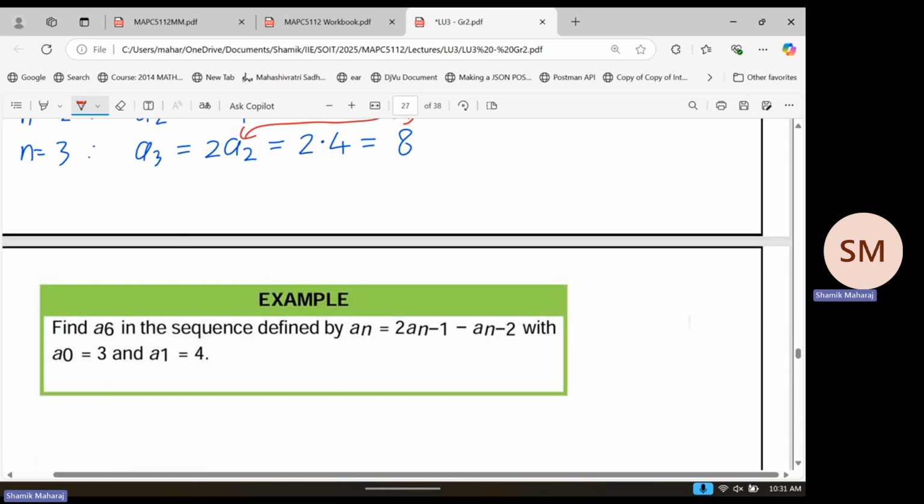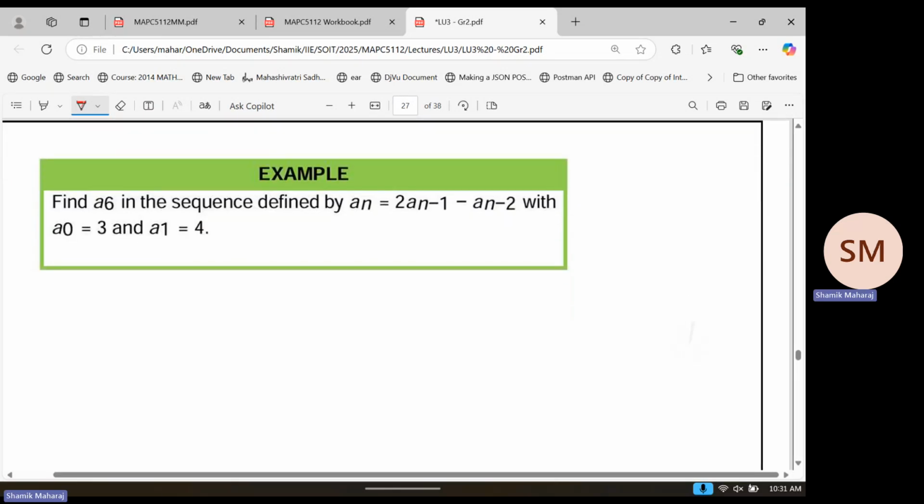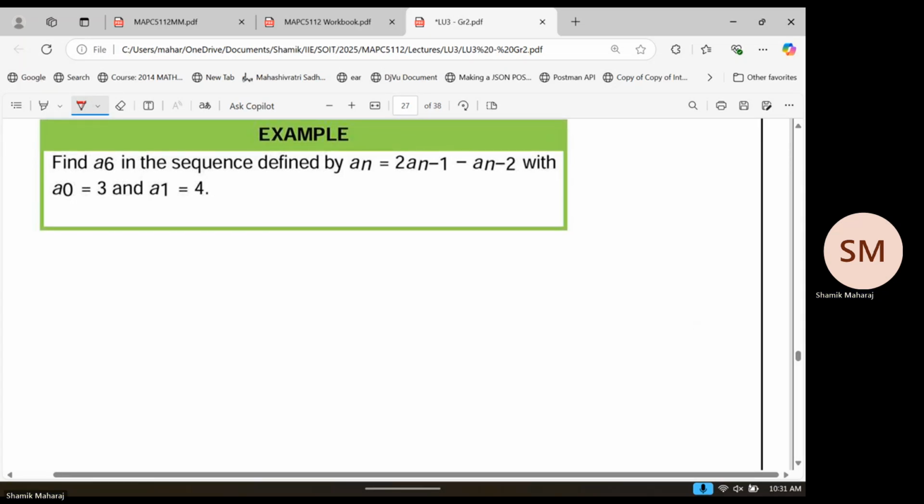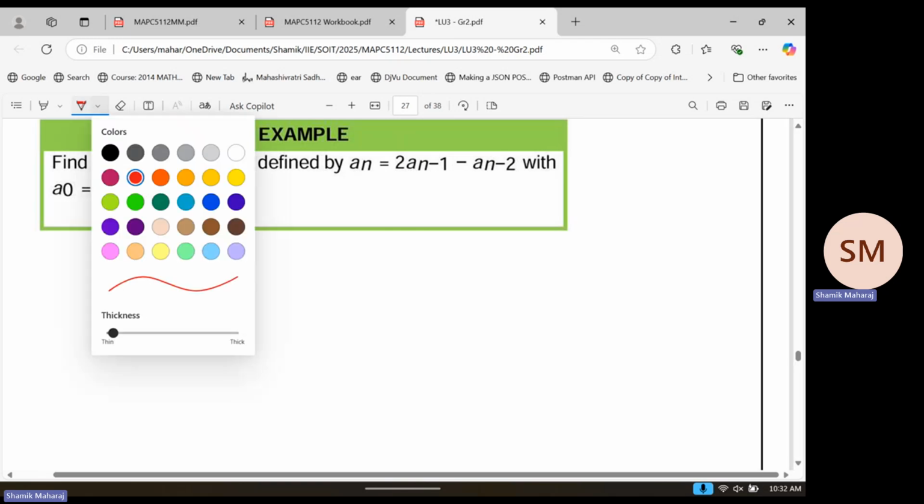All right, anyway, let's try another example. And this is more typical of an example that you will see in a paper. You'll be asked something along the lines of, given a recursive formula, find A6 in the sequence. And they'll give you some initial conditions. Okay, so there's a few ways you could try something like this. I'm just going to go immediately with the way that is quickest. But again, it's not the only way. So if you guys want to go another way, it's okay.